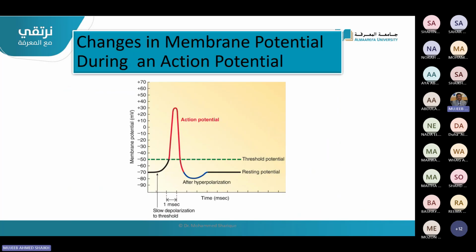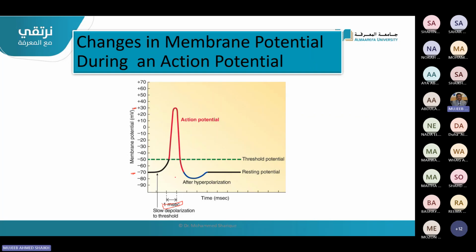So this is a graph of action potential, which shows you this is 1 millisecond of time. It is only 1 millisecond when the membrane is changing its potential, and it is changing from minus 90 millivolt to plus 30 millivolt. A very large change.